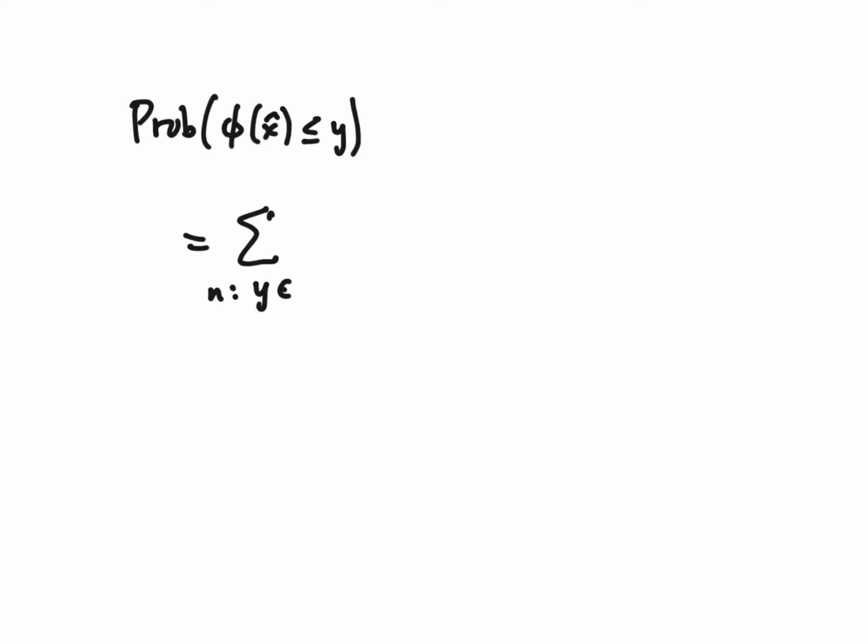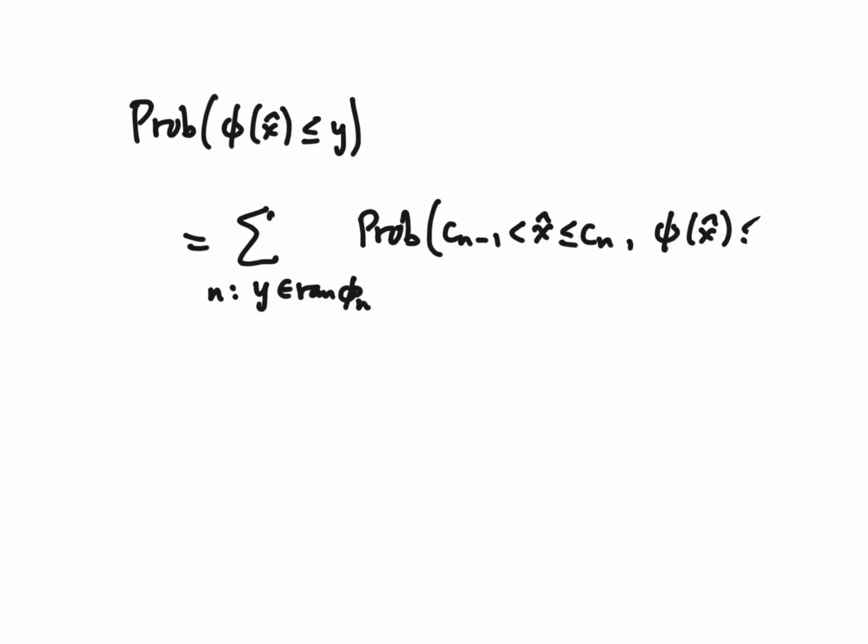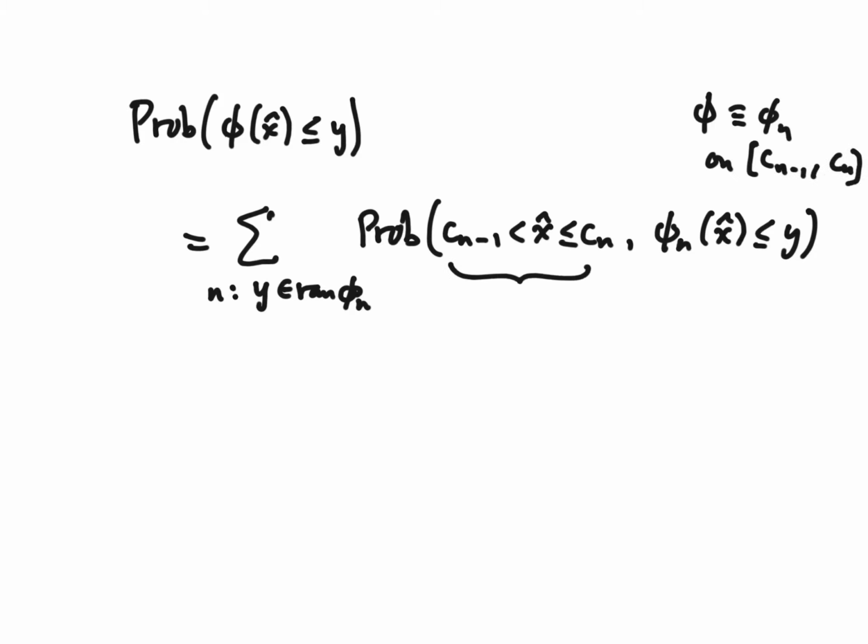You have these type 1 terms where y is in the range of phi sub n. And this probability now is going to look like this. First of all, of course, we have to have these inequalities. But also, instead of writing phi of x hat is less than or equal to y, I can now write phi n of x hat is less than or equal to y. The reason is that phi coincides with phi n on their common domain, which is this interval. And since x hat is known to be in that interval, that's the only relevant interval. It's x hat that's being plugged in, and x hat is known to be in that correct interval. So phi and phi sub n coincide there. Therefore, you can label it as phi, or you can label it as phi n indifferently.